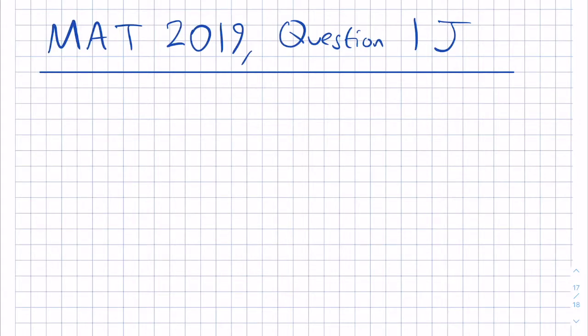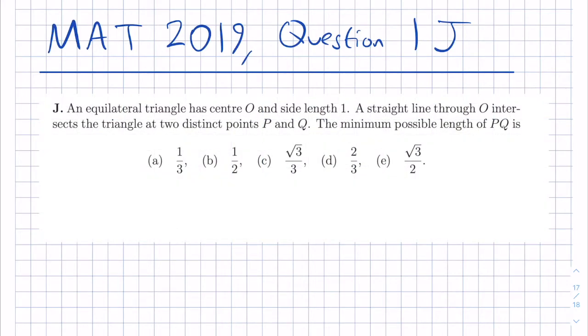This is question 1J from MAT 2019. The question says, an equilateral triangle has centre O and side length 1. A straight line through O intersects the triangle at two distinct points P and Q. The minimum possible length of PQ is A, a third, B, a half, C, root 3 over 3, D, 2/3, or E, root 3 over 2.